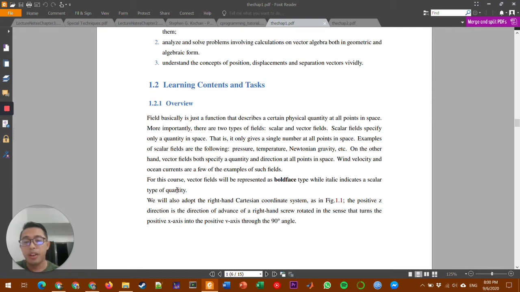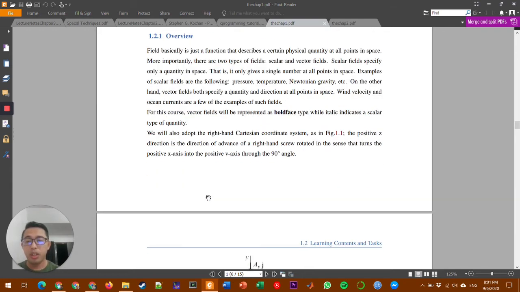Now for this course, vector fields will be represented in boldface type. We're not only talking about the wind, the ocean, and so on. We'll generalize it as a vector field, okay? And we will represent it in boldface type. Any vector field is represented in boldface, while italic indicates a scalar quantity. We will encounter these boldface and italic as we go along with our course. Also, we will adopt the right-hand Cartesian coordinate system.